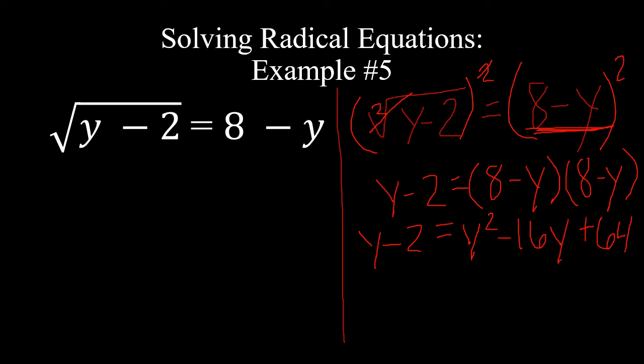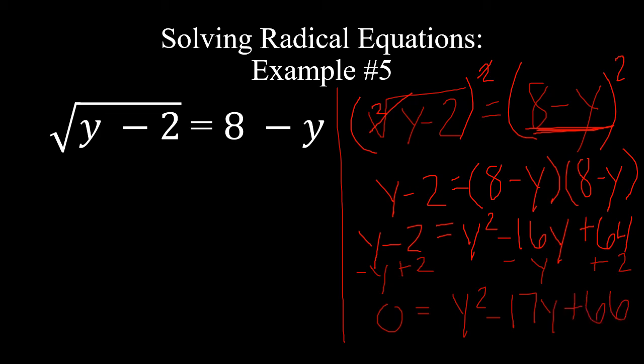So I need to get all of this stuff onto the other side, which is exactly what I'm going to do. So I'm going to add 2 and subtract y, okay? So I'm basically adding 2 to both sides, and I'm subtracting y from both sides. And what is that going to leave me with? That's going to give me 0 on this side, y squared minus 17y plus 66 on the other. And why is that so good? Because now I can factor and use the principle of zero products to solve this.